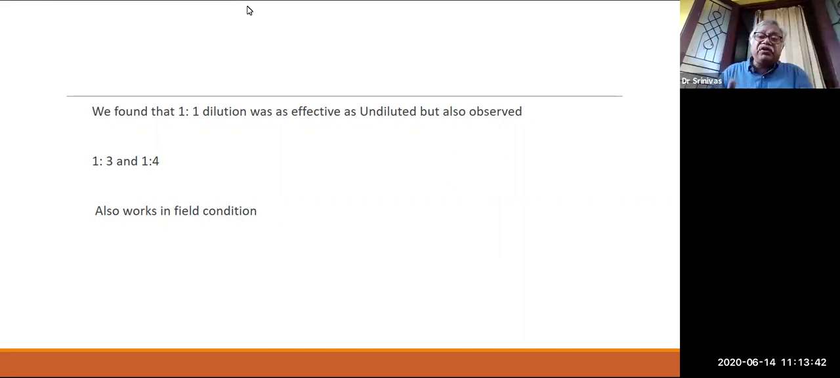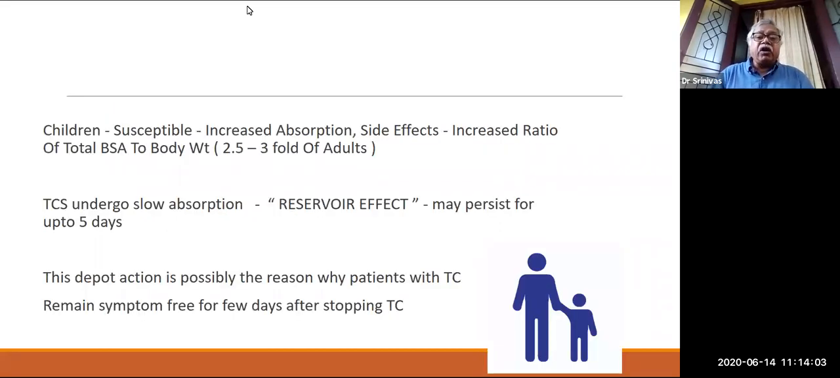Thus, by using dilutions of topical steroid, you can, in many cases, avoid oral steroids. And if you have started systemic steroid and you do not want to use any immunosuppressives in those patients to withdraw the oral steroids, you can use the dilution of the topical steroids. Then what about children? Of course, there's increased absorption there. You have to be careful.